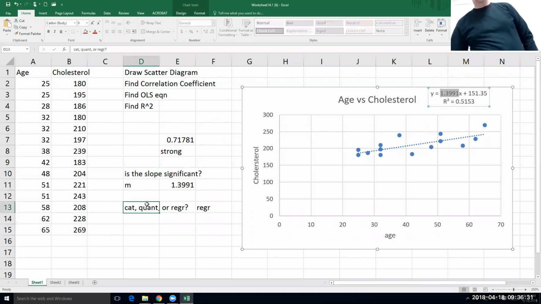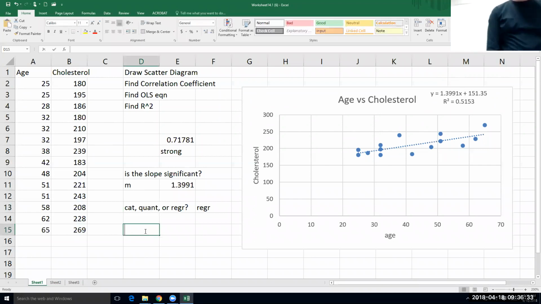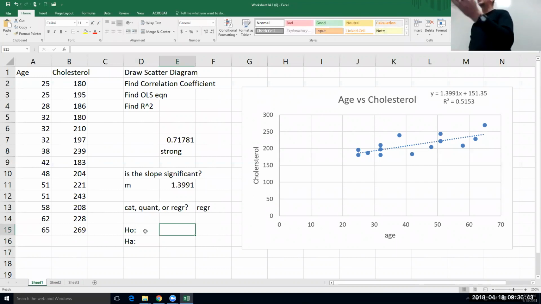All right, so now, what do you think the null hypothesis and the alternative hypothesis are? Okay, so slope is significant. What does that mean in equation form? What'd you say? M equals.